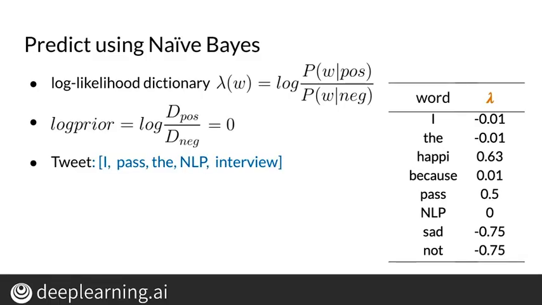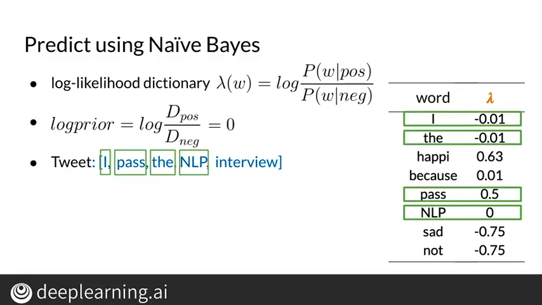So before anything else, you must pre-process this text, removing the punctuation, stemming the words, and tokenizing to produce a vector of words like this one. Now, you look up each word from the vector in your log likelihood table. If the word is found, such as I, pass, the, and NLP, you sum over all the corresponding lambda terms. The values that don't show up in the table of lambdas, like interview, are considered neutral and don't contribute anything to the score. Your model can only give a score for words it's seen before.